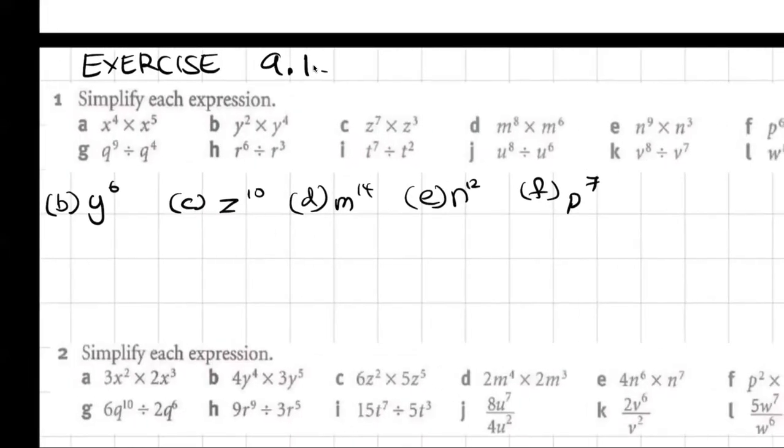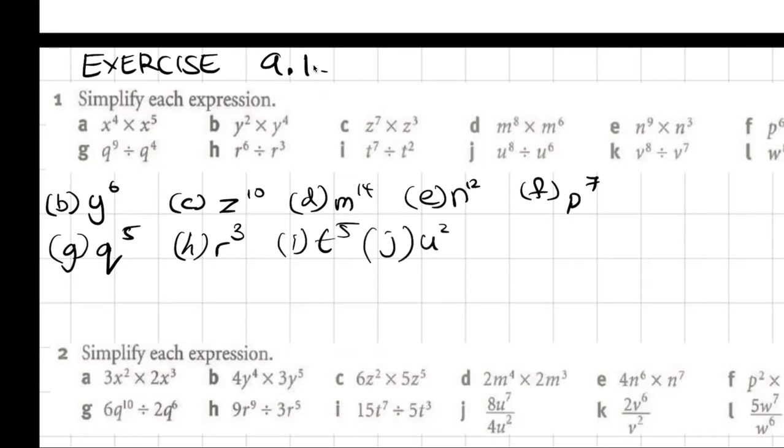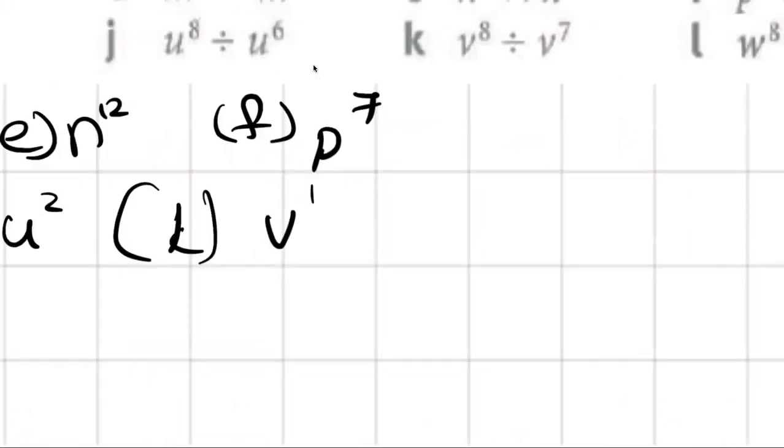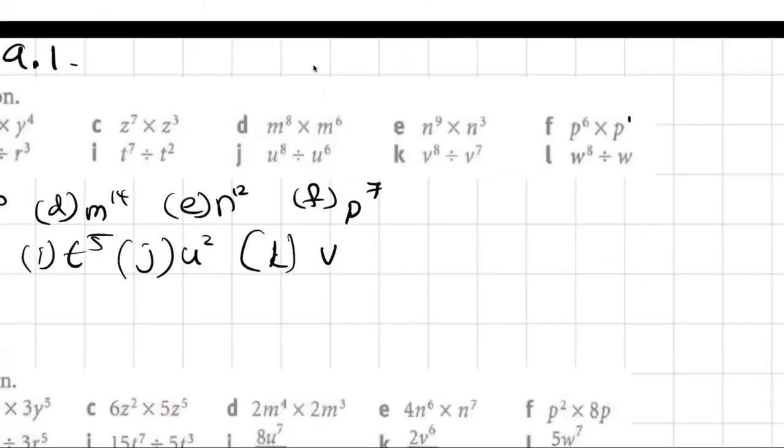Okay, next one will be division. Whenever we're dealing with division, it is a subtraction of power. So Q to the power of 9 minus 4 is equal to Q to the power of 5. We just subtract the power. For question G, this is Q to the power of 5, H, R to the power of 3, I, T to the power of 5, J, U to the power of 2, K. Here you can write V to the power of 1, but as you know, if it's to the power of 1, you do not need to write anything, so you can just leave it as V. And then the last one is L, W to the power of 8 minus 1, so W to the power of 7.